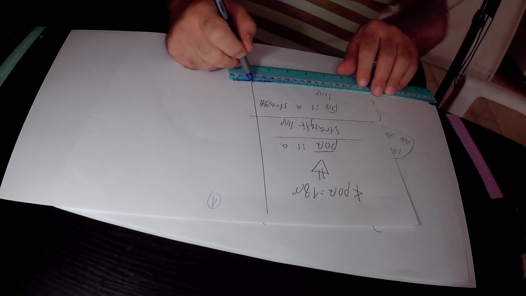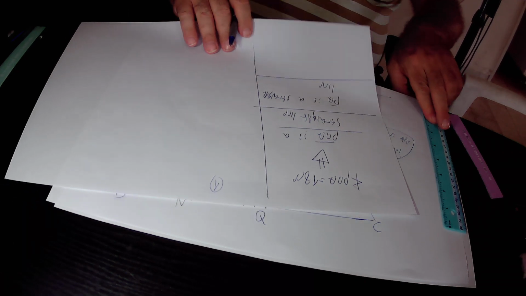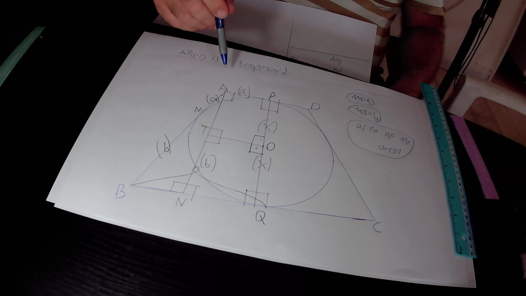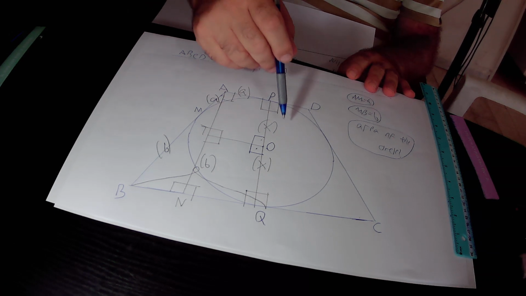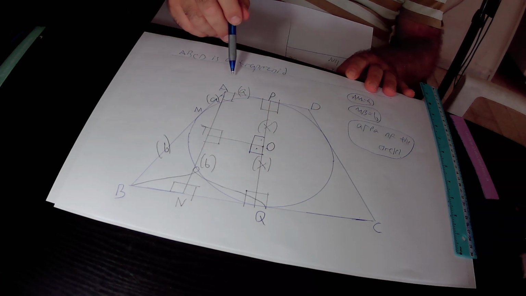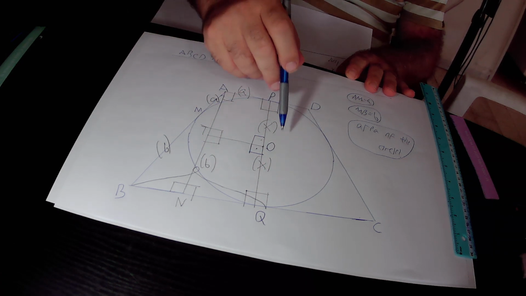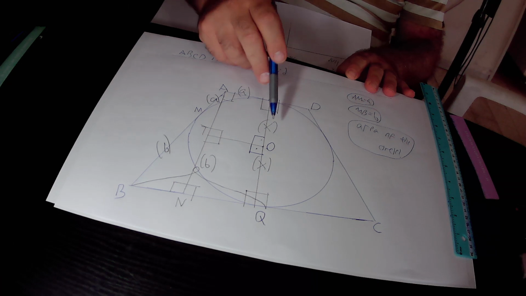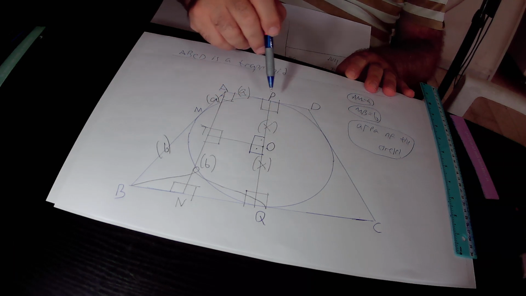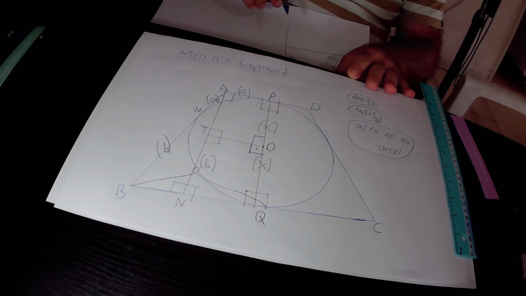So actually, this is shape APQN. Again, this is shape APQN. In this shape APQN, we have 1, 2, 3, 4 sides.